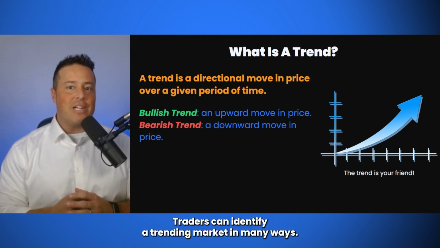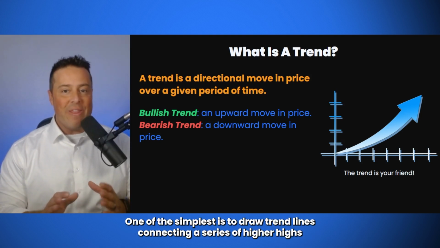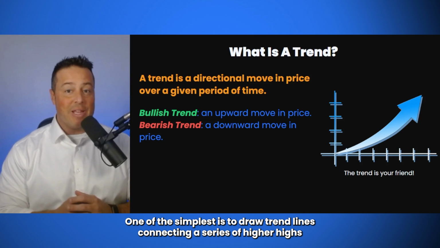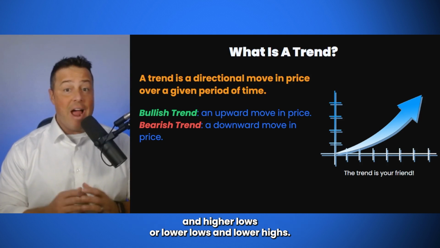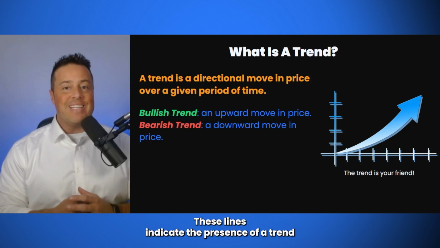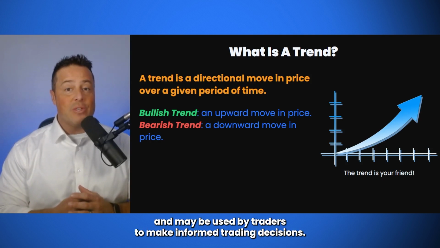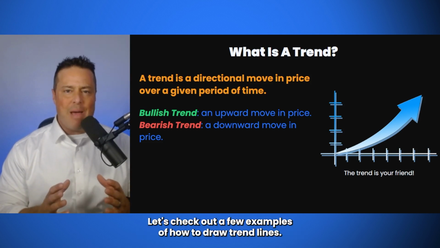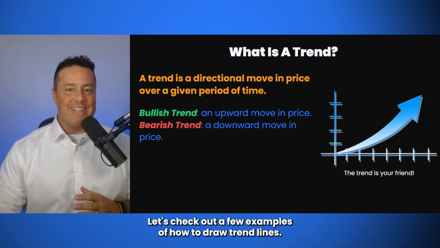Traders can identify a trending market in many ways. One of the simplest is to draw trend lines, connecting a series of higher highs and higher lows, or lower lows and lower highs. These lines indicate the presence of a trend and may be used by traders to make informed trading decisions. Let's check out a few examples of how to draw trend lines.